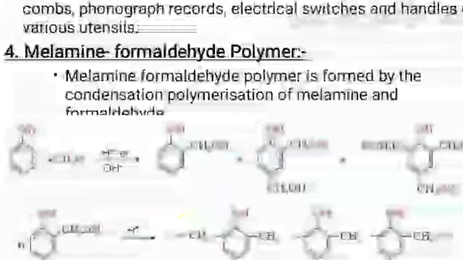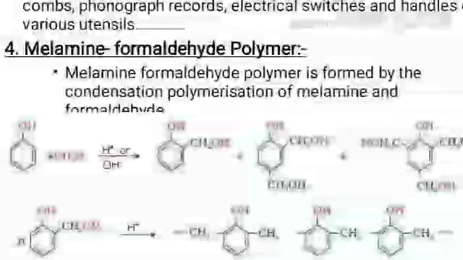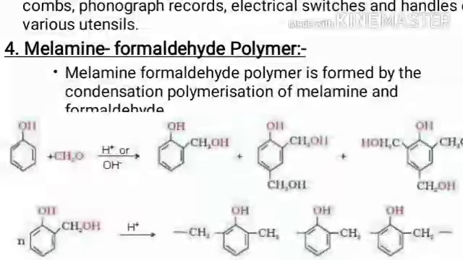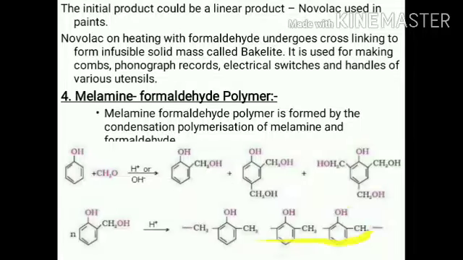Okay, look at the chemical reaction. This is the phenol and this is the formaldehyde, HCHO. They react with each other to form this. Then many molecules of this combine together with removal of water to form this. This is the main bakelite.